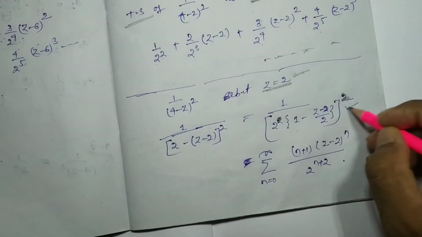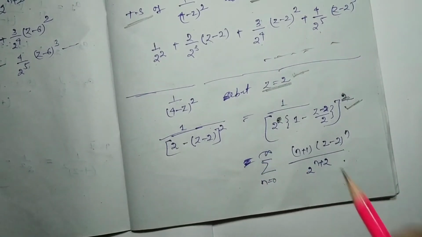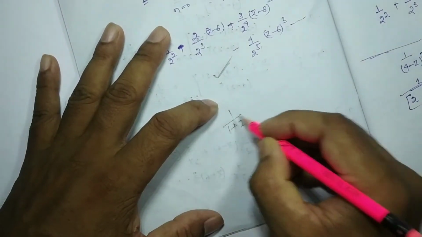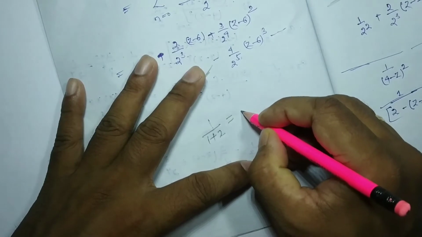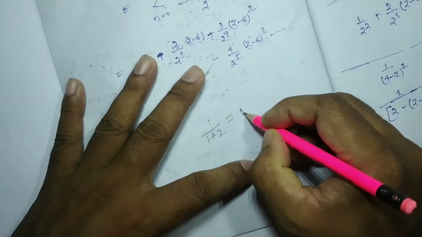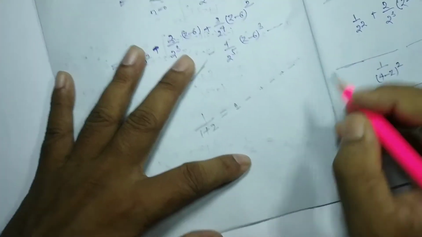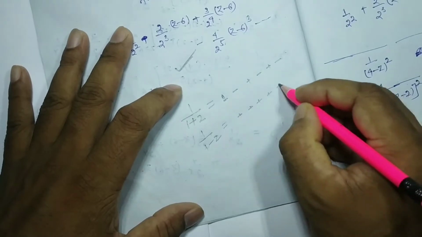So what will be its Taylor series in the form of expansion? See, we know that for 1 by 1 plus z, whenever we find the Taylor series, it will give the first term plus, then minus, plus, minus, plus, minus, like that. But 1 by 1 minus z will give all the terms positive. All the terms are positive.